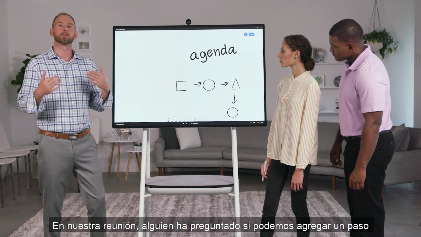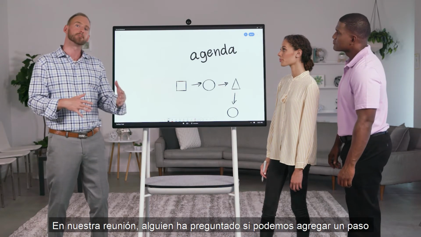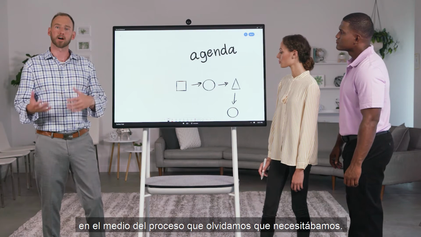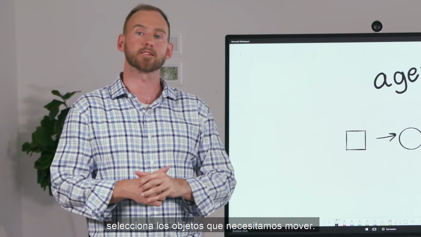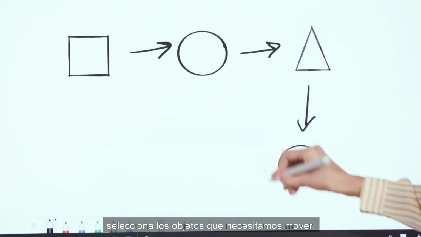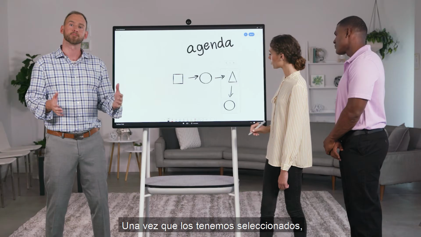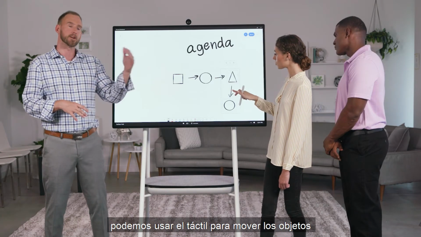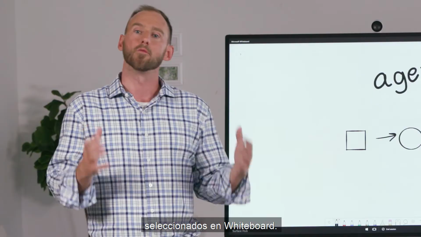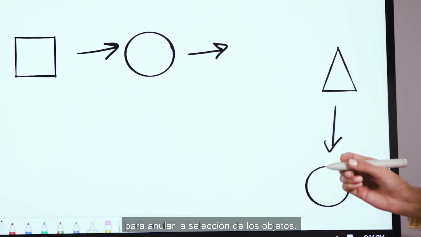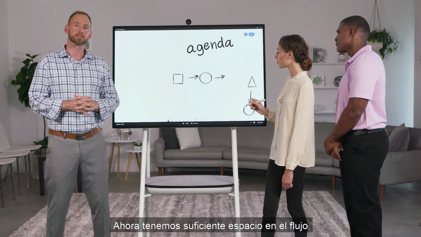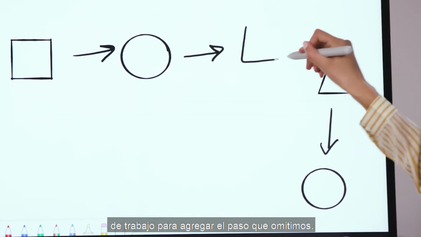In our meeting, someone has asked if we can add a step in the middle of the process that we forgot we needed. We know how to select objects, so go ahead and select the objects we need to move. Once we have them selected, we can use touch to move the selected objects around on the whiteboard. When you're done, touch anywhere else on the whiteboard to deselect the objects. Now we have enough space in the workflow to add the step that we missed.